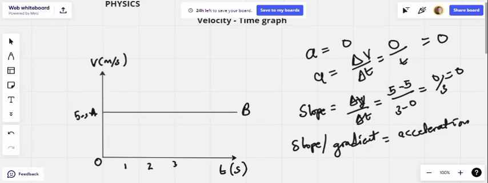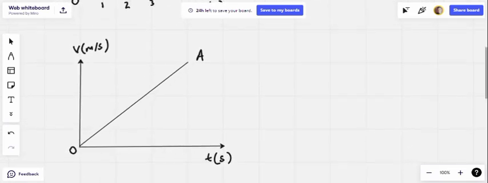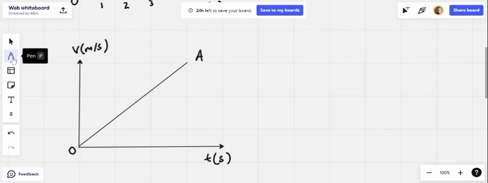So let's move to the next graph. Now, if you see this second graph here, you see that as the time is increasing, the velocity is also increasing.